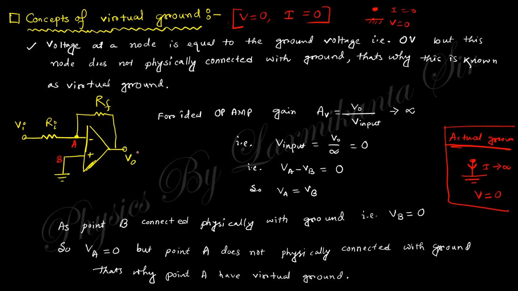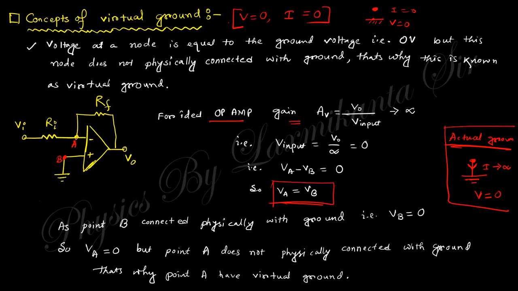Okay. So you can see here, for an ideal op amp the gain is infinite. Gain means the output voltage by input voltage. So input voltage is nothing but the voltage difference between these 2 points A and B, VA minus VB. Since this is infinite gain, the input voltage must be 0. So the voltage between these 2 points must be equal. Since B point is physically grounded, you can see the voltage between A and B will be the same. So the voltage of A point is also 0.